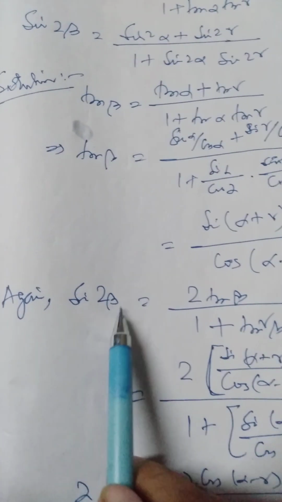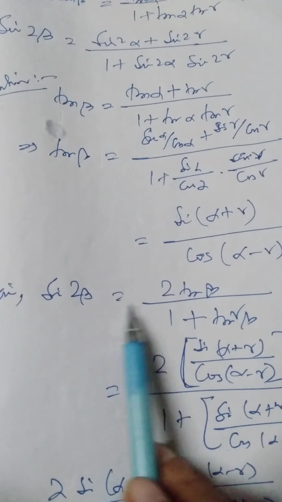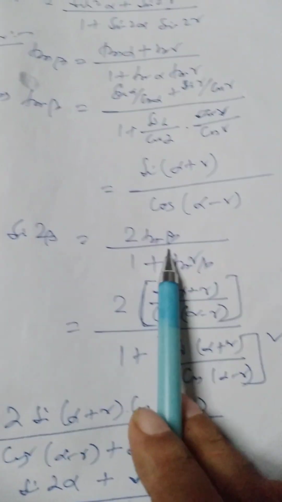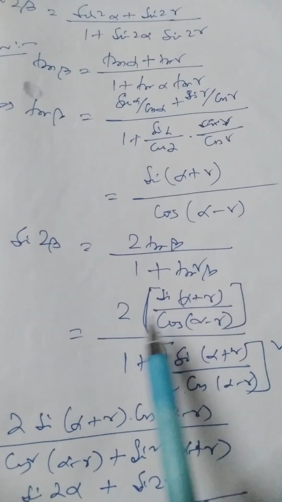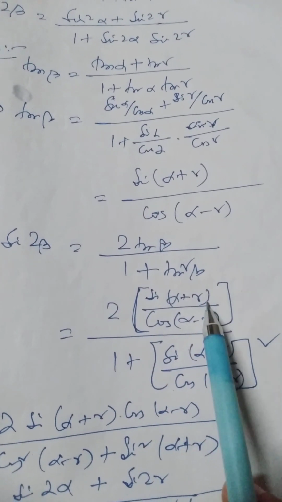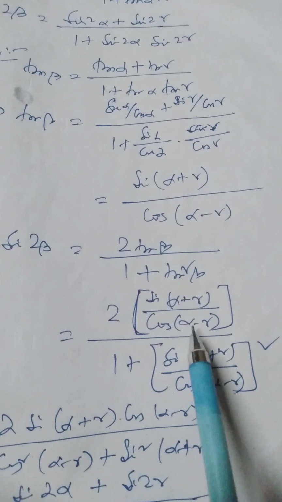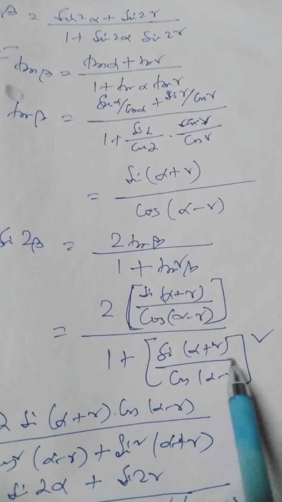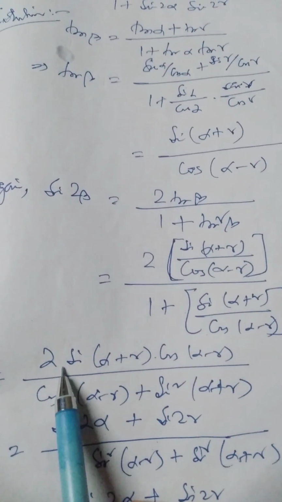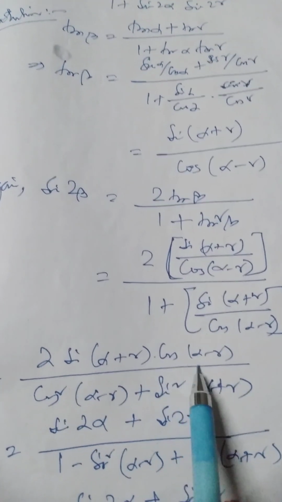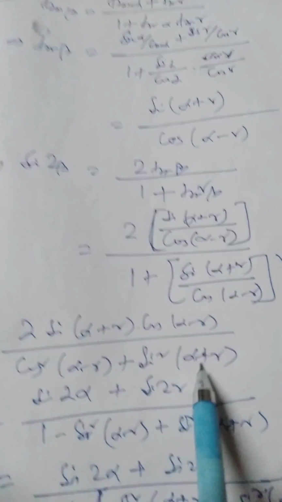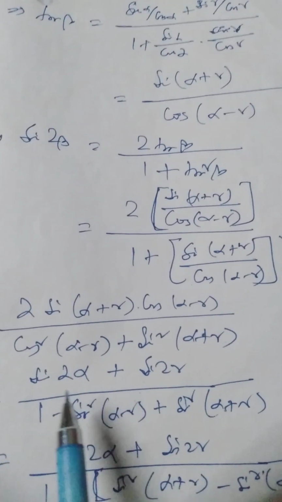Thereafter, as we know, sin 2β equals 2 tan β divided by 1 + tan²β. Putting the value of tan β from here, 2 sin(α+γ)/cos(α−γ) divided by 1 + (sin(α+γ)/cos(α−γ))². So it will be 2 sin(α+γ) cos(α−γ) divided by cos²(α−γ) + sin²(α+γ).